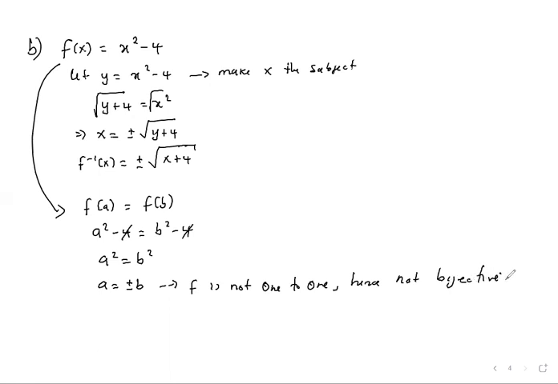Because it must be one-to-one. Then it must be onto for it to be bijective.